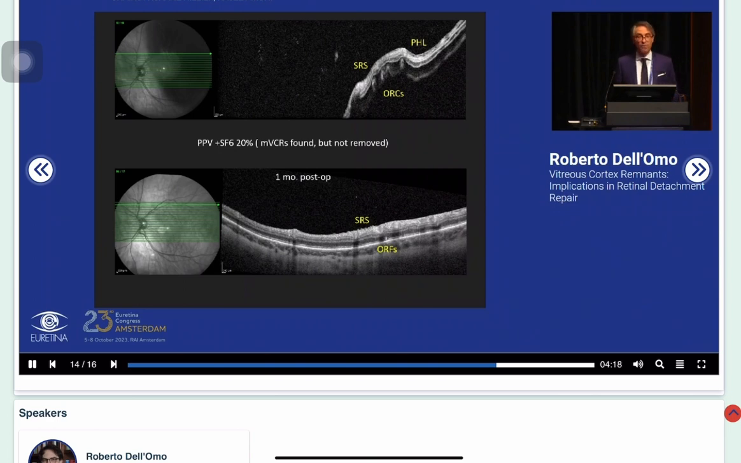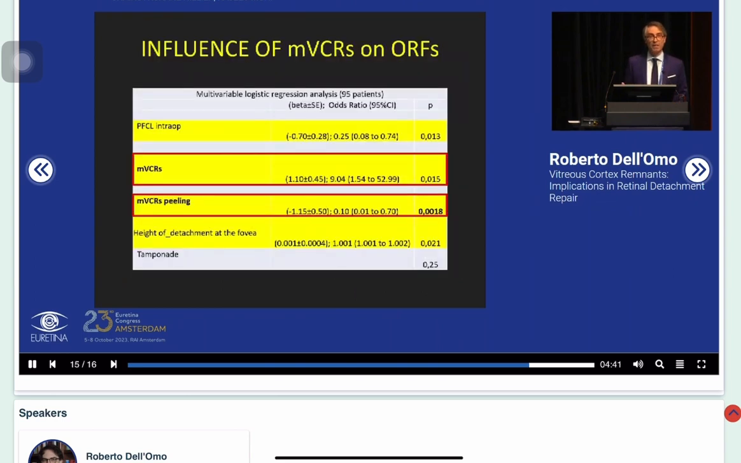In this case, we have both the sawtooth aspect of the inner retina, we have the pre-retinal hyperreflective layer, and we have outer retinal corrugation. In this patient, we found macular VCR, but we didn't remove them. And after operation, we see the outer retinal folds and this corrugation of the inner retina. And also, putting several factors together in a multivariable logistic regression analysis, we found that both the presence of macular VCRs and their removal were significantly associated with the presence of outer retinal folds.